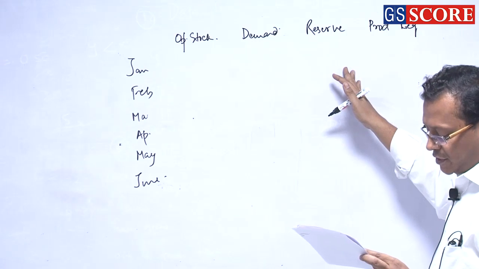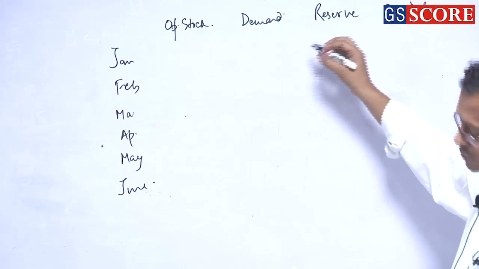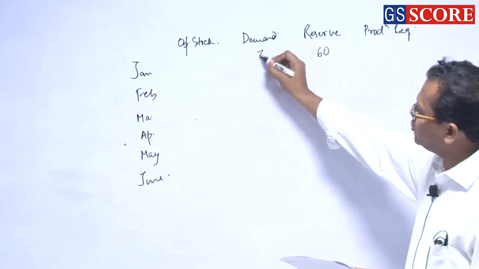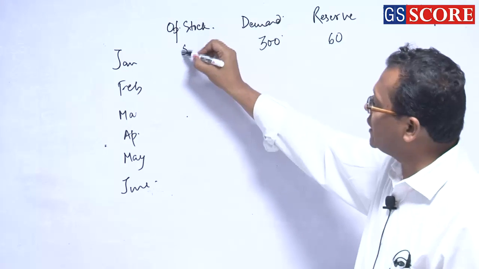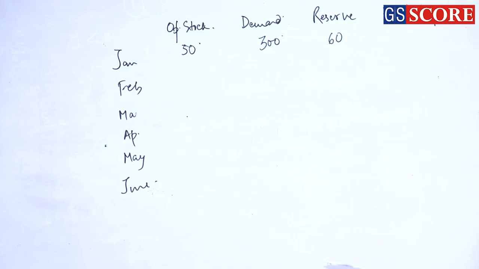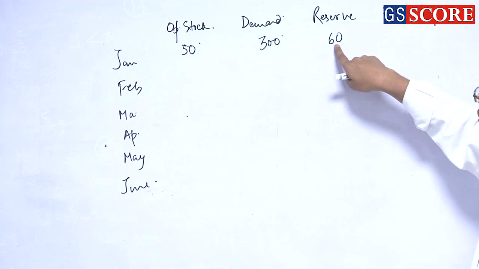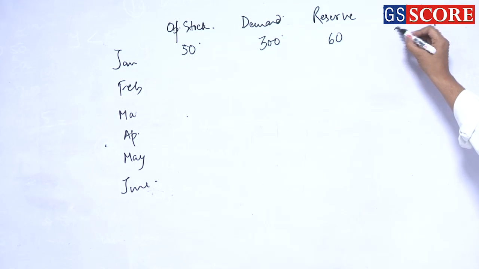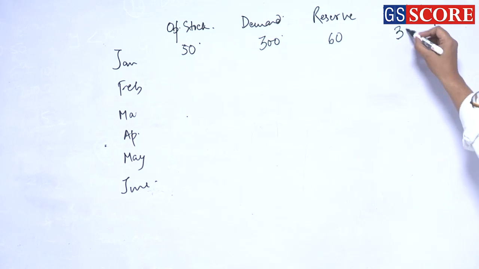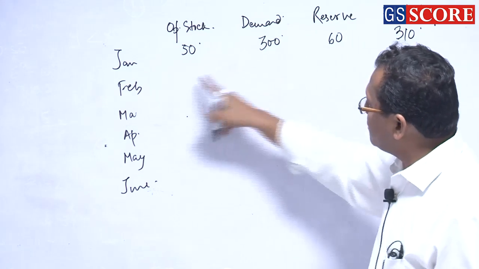So how much is 20% of monthly demand? 20% of 300, Jan is 300, is 60. The demand is given to be 300. The opening stock for January is 50 units. So what is the production requirement? Demand 300 plus reserve 60 minus opening stock, you have to subtract it. So the production requirement for Jan will be 300 plus 60 minus 50, which is 310. Clear or not? Then the reserve becomes the opening stock for Feb.